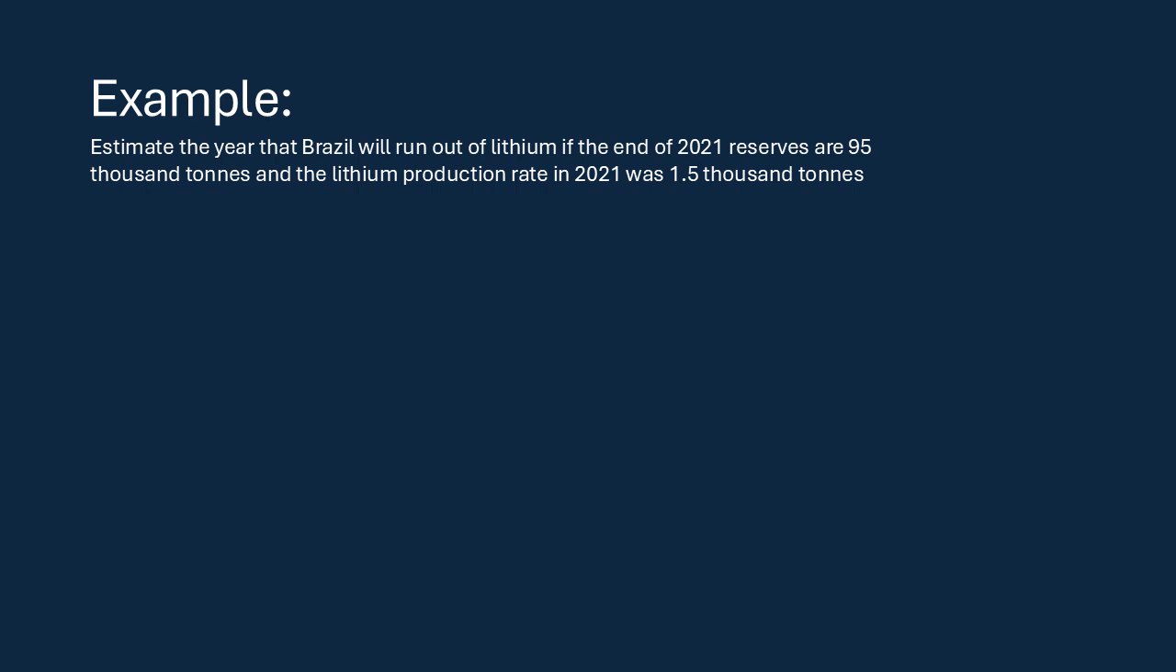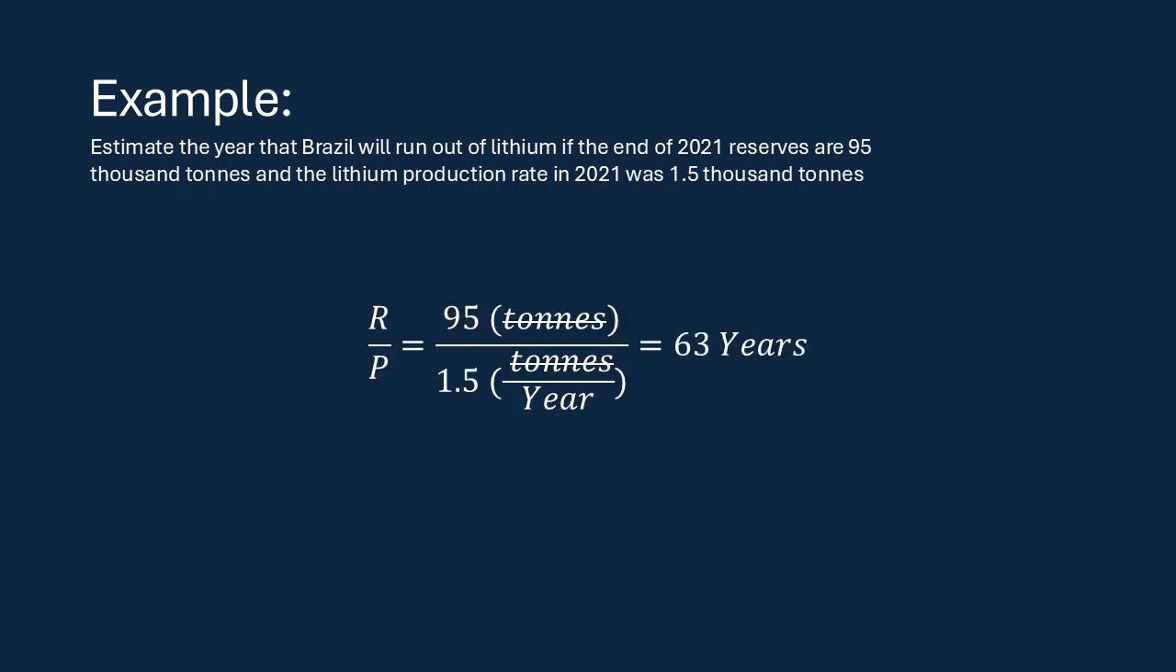To see how this estimate is performed, let's find the expected lifetime of lithium in Brazil based off the 2021 data. The reserves at the time were 95,000 tons, and the present production rate was 1.5 thousand tons. Substituting in the numbers, we see that the units cancel out, and we're left with 63 years, which, from 2021, places the expected date at around 2084.